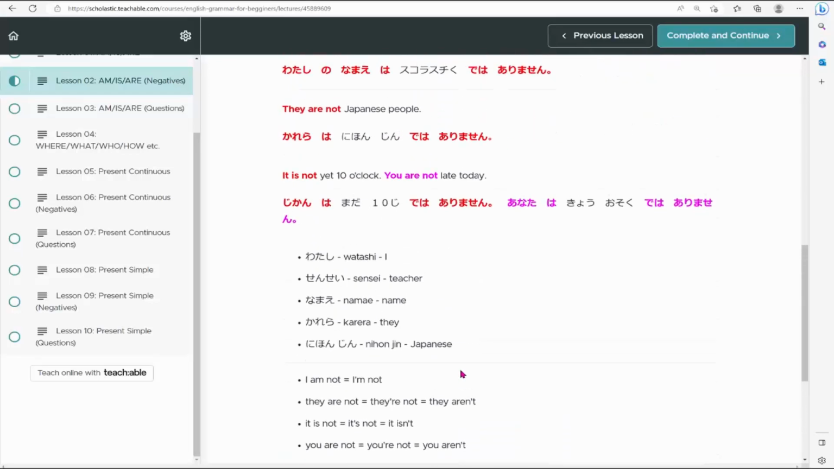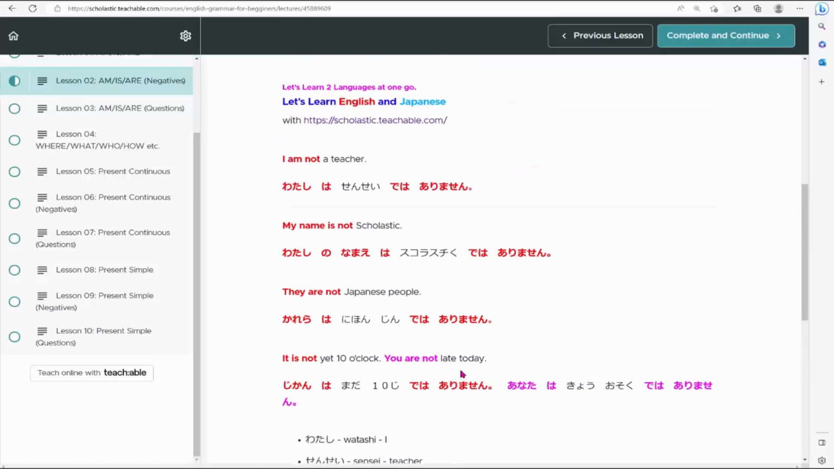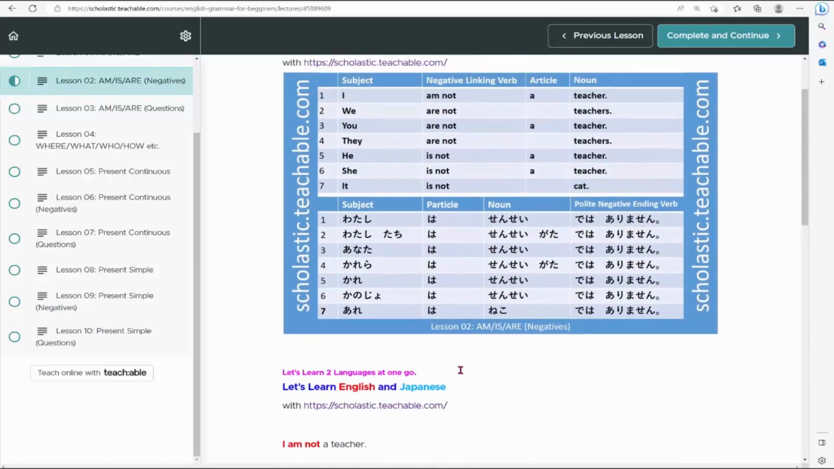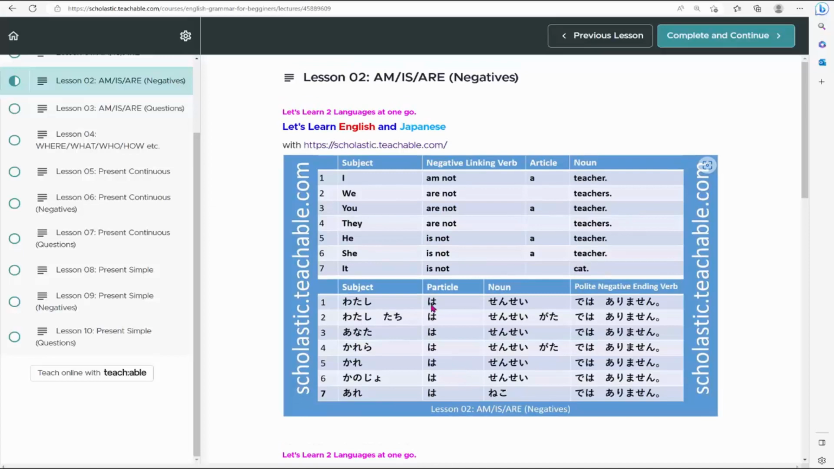Also we learned some Japanese terms. I hope you learn both languages. The negative of "am" is de wa arimasen in Japanese. That is actually the negative form of this. So de wa arimasen. Thank you.